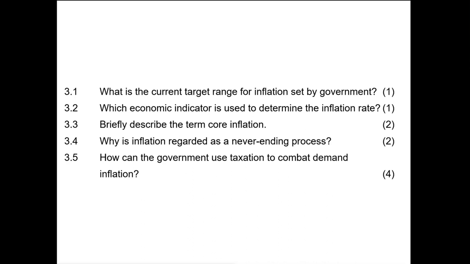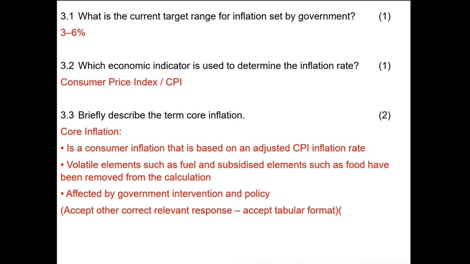Okay, so let's move on. I'm going to put it up on the screen for you guys. So core inflation, remember it's just for 2 marks the question, so one sentence or one fact to describe it. It could be described as consumer inflation that is based on an adjusted CPI inflation rate, or you could say volatile items or elements such as fuel and subsidized items such as food are removed from this calculation. Thank you.